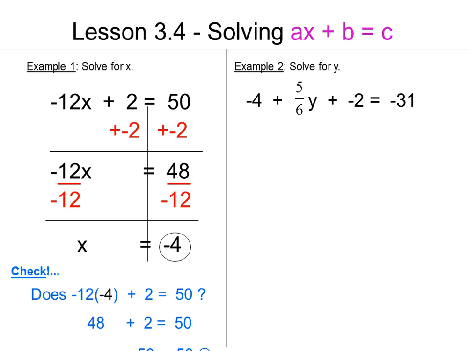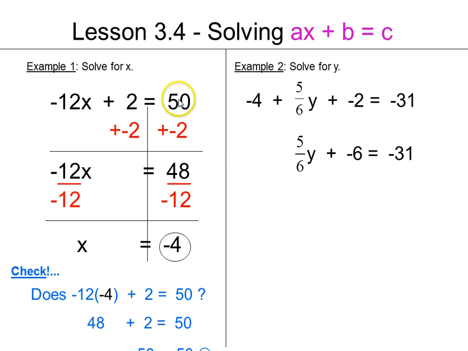We have negative 4 plus 5/6y plus negative 2 equals negative 31. When I look at this equation, I see something that I can do, and I'm going to write this equation here. 5/6y plus negative 6 equals negative 31. I didn't do anything to both sides there, but I have a negative 6 here, and that negative 6 comes from combining the terms of negative 4 and negative 2. Negative 4 plus negative 2 is negative 6. So I've just simplified that equation a little bit to make things a little bit easier.